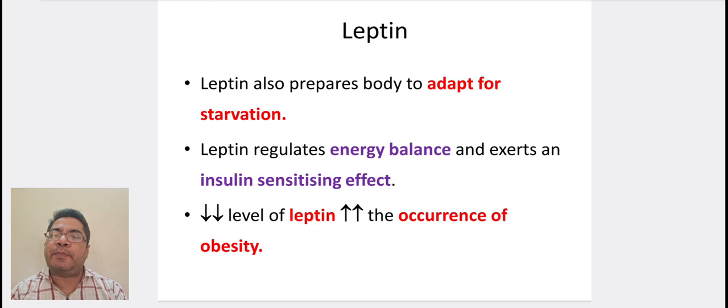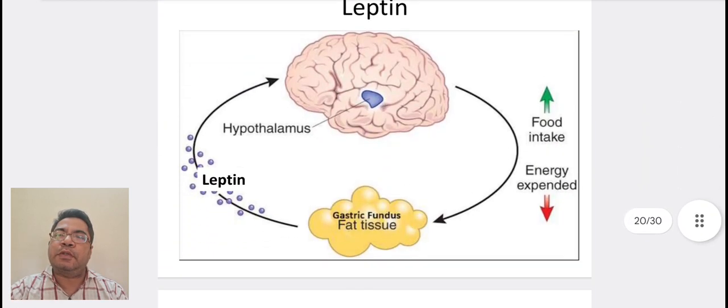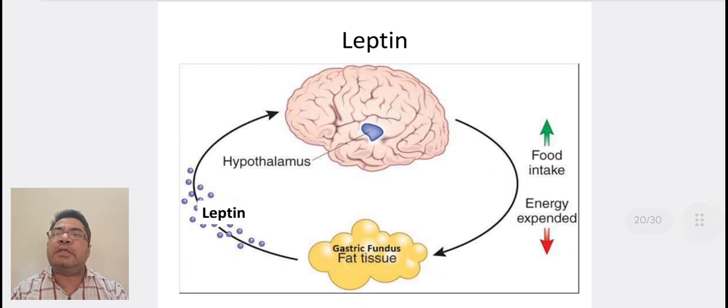Leptin also prepares the body to adapt for starvation. Leptin regulates energy balance and exerts an insulin sensitizing effect. Low levels of leptin increase the occurrence of obesity. In this diagram, we can see that leptin, when released out of adipose tissue, enters into the brain. Then from the brain, the food intake increases and there is a decrease in the energy expenditure.